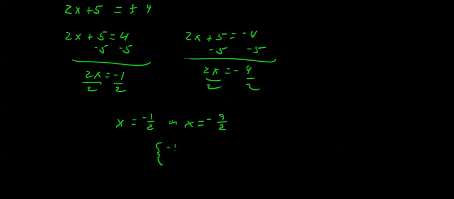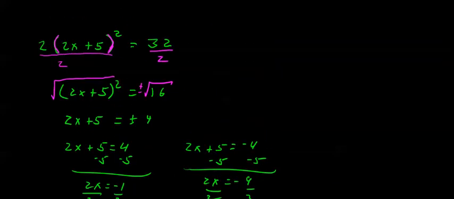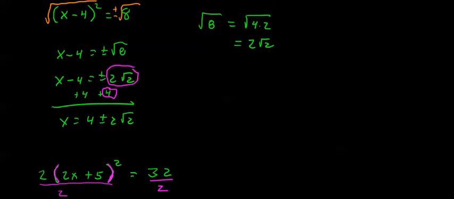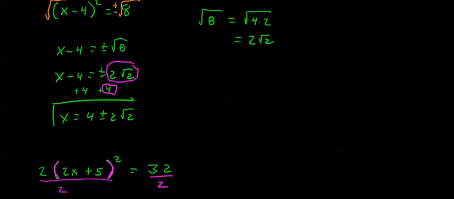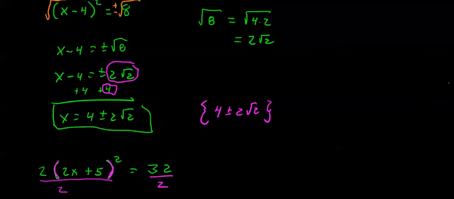Negative 1/2 and negative 9/2. Actually, I should have done this up here with this answer. It should be in curly brackets, 4 plus or minus 2 square root of 2. That's all there is to it.